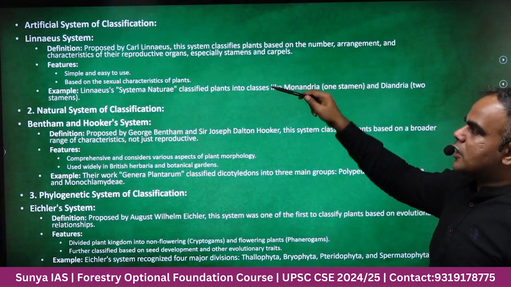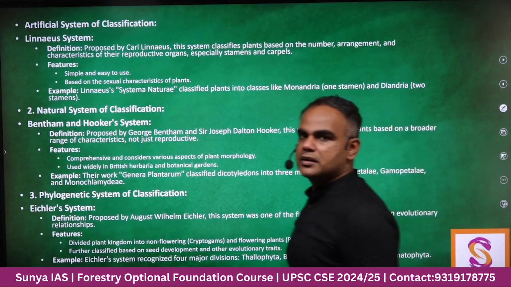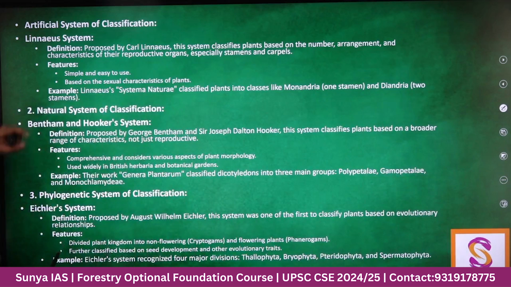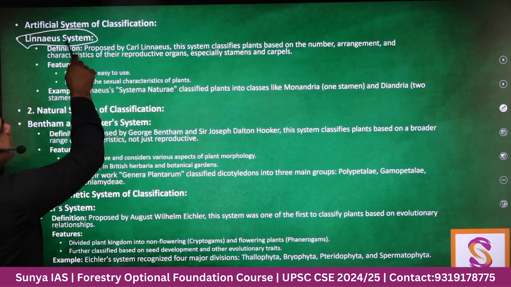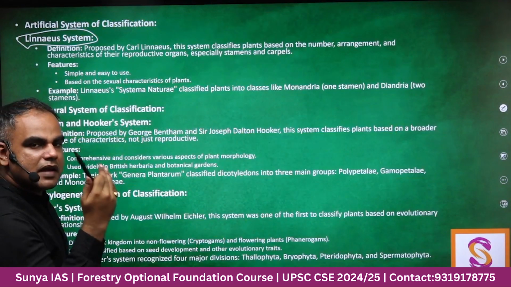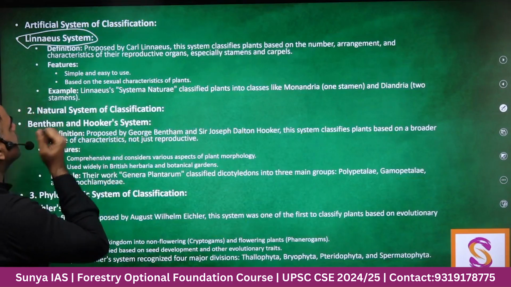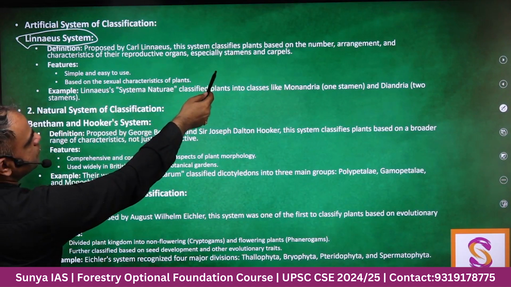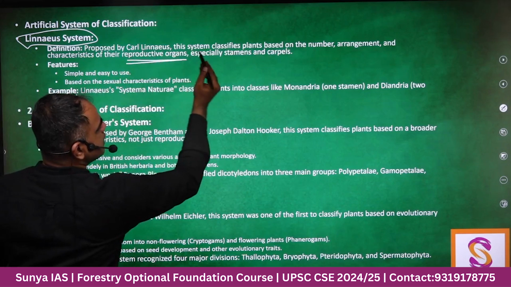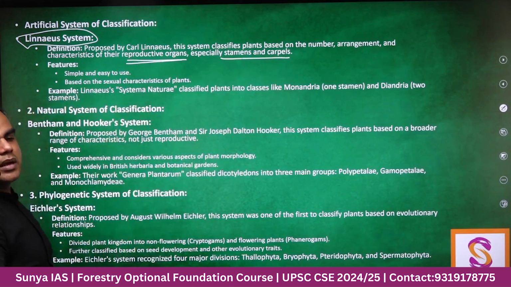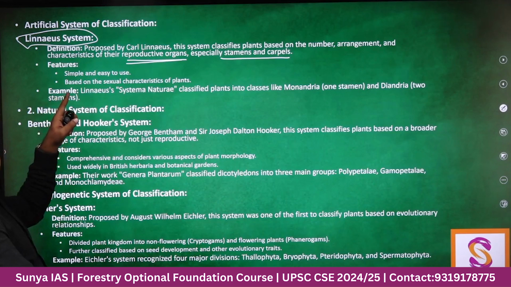Now let us go back to artificial, natural and phylogenetic. In artificial, the most famous one is the Linnaeus system, by a very famous botanist. So what did Linnaeus talk about? A system which classified plants. Again, remember this is an artificial system. An artificial system will have only one or few characteristics. So here it classifies plants based on the number and arrangement of their reproductive organs, especially stamens and carpels. Again, in your basic biology you might have heard about this part.